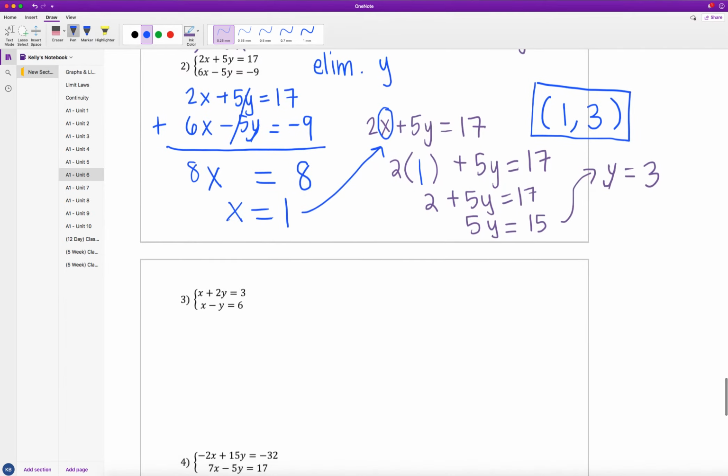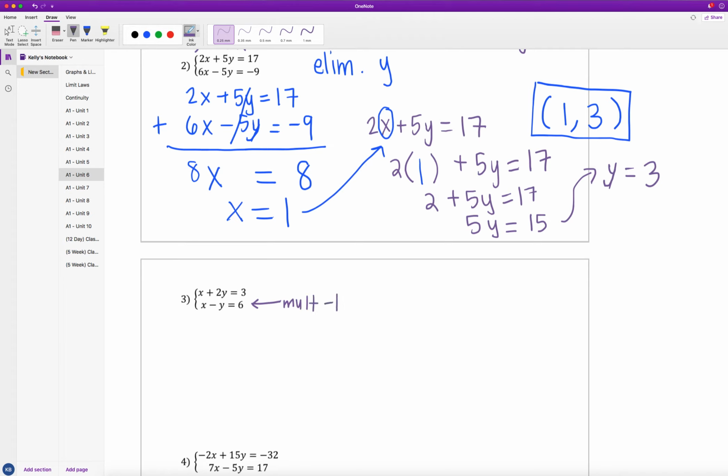In our third example here, we have x plus 2y equals 3, and x minus y equals positive 6. Right now, as it stands, is there a variable that I can eliminate because I have opposite coefficients? In this case, I don't have a variable that I can eliminate right away, but what I could do is multiply the bottom equation through by a negative 1.